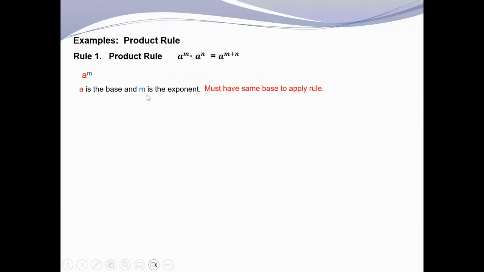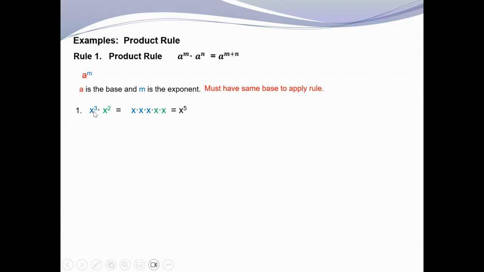Okay, now let's do examples of each one. Example, this is called the product rule. If you have a to the m times a to the n, it will be a to the m plus n. The a is going to be the base, and the n is going to be the exponent. You must have the same base to apply the rule. Example, you have x cubed times x squared. Here, I use color code. That way you know exactly what's taking place, but this is doing it the long way.